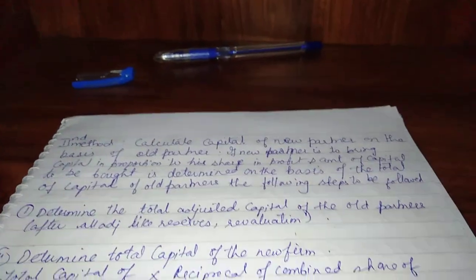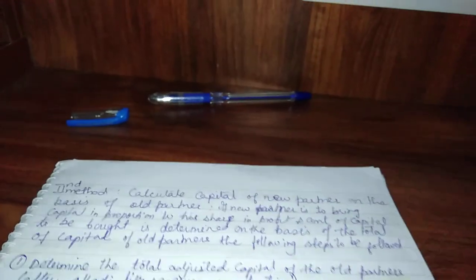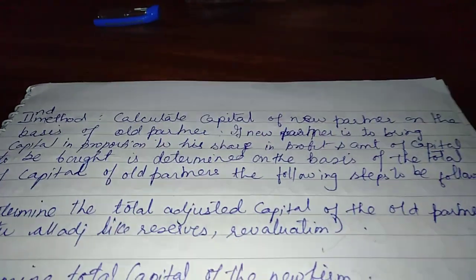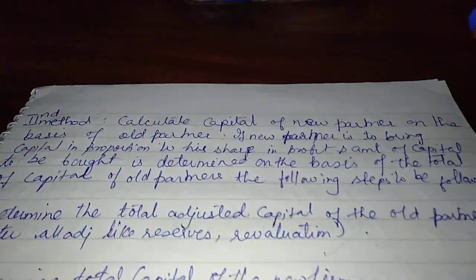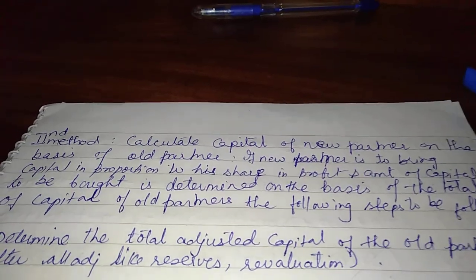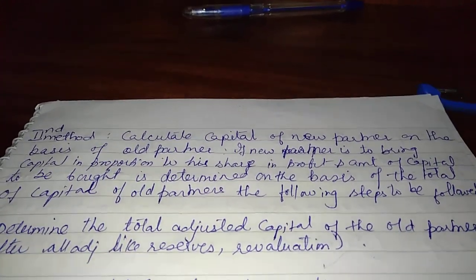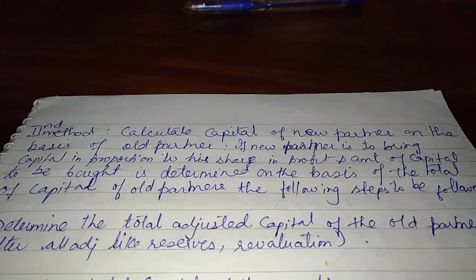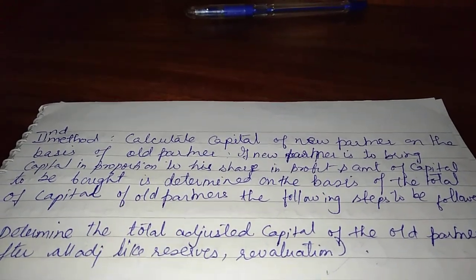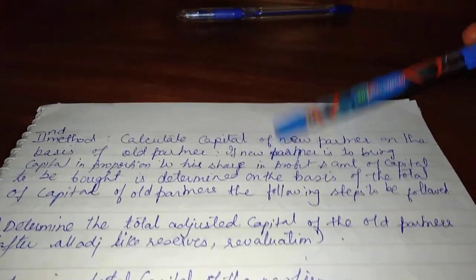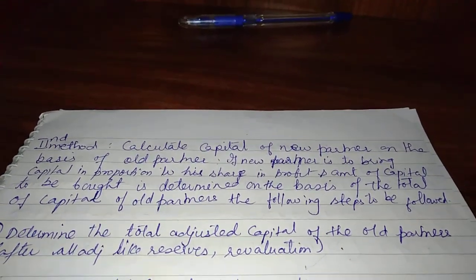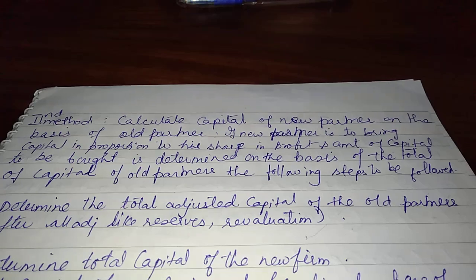Good morning, students. Now we are going to start with the second method of adjustment of capital. In this method, the new partner is going to bring capital on the basis of the total capital of the old partners. So see, if the new partner is to bring capital in proportion to his share in profit and loss, and the amount of capital is determined on the basis of the total capital of the old partners, it means here you have to decide the capital on the basis of the old partners.